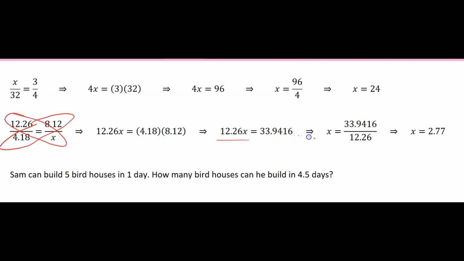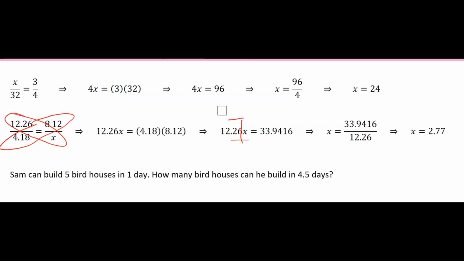If it's a lot longer, then save a few more decimal places than you will want for your final answer, just so you don't get rounding errors. Next, we must always divide by the coefficient of x. In this case, that is 12.26.